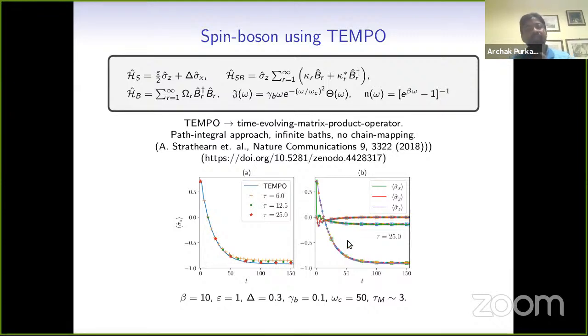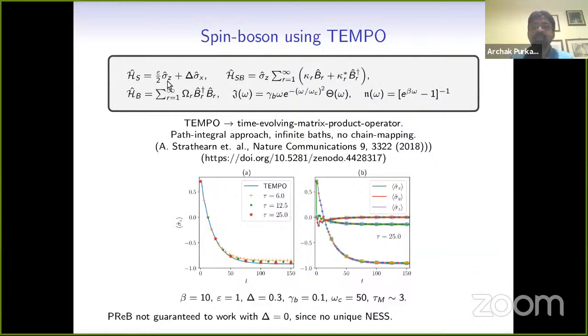Now here is the point about unique non-equilibrium steady state. If you had delta equals 0, this model corresponds to something called the independent boson model. This model can be exactly solved. However, sigma z is a conserved quantity of the full dynamics, meaning the value of sigma z will not change, meaning the system does not have a unique steady state. In that case, refreshing is not guaranteed to work.